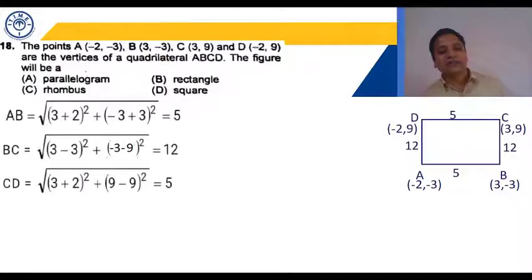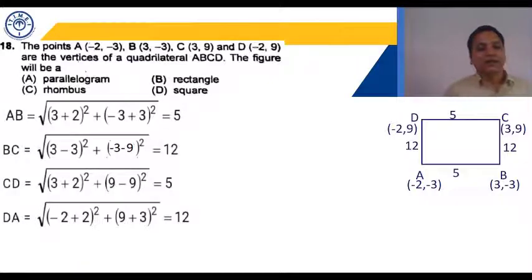Then comes CD. CD is the square root of (3 plus 2) whole square plus (9 minus 9). The y-coordinates are the same, so that becomes 0. So it's 3 plus 2, 5 squared, and when we take the square root, it comes out to be 5. Now AB and CD are equal. Let's find the fourth side, DA. DA is -2 minus of -2, which becomes +2. So (-2 plus 2) whole square plus (9 plus 3) whole square. -2 plus 2 becomes 0, and 9 plus 3 becomes 12. 12 squared, and when you take the square root, it comes out to be 12.